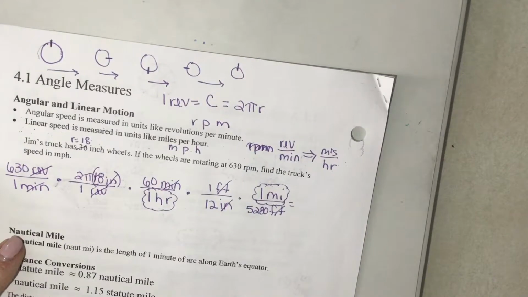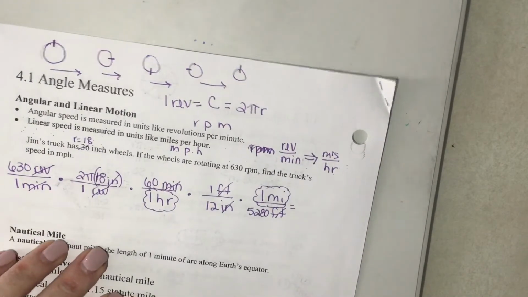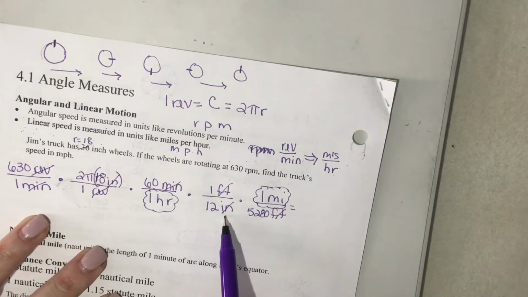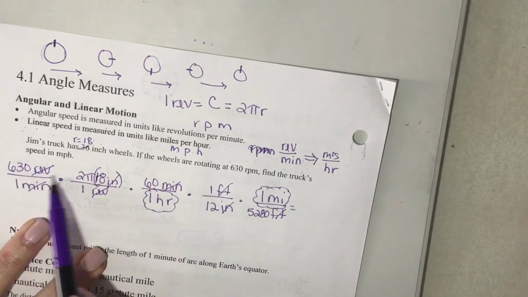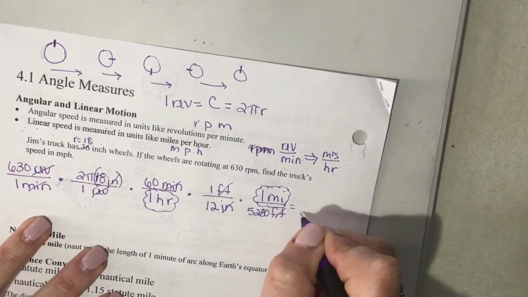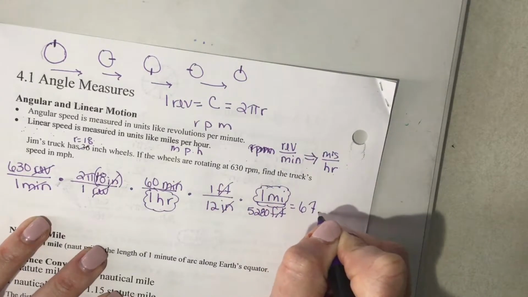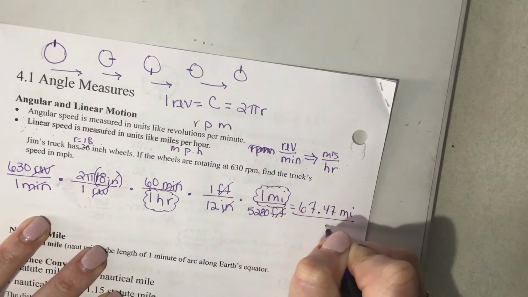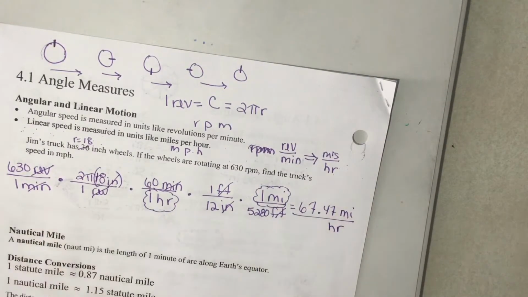Wait, so when you canceled out 12 inches, did you cancel out just the inches, or like, only the units are canceled. So the numbers stay? Numbers stay. So do I just multiply across them? Just multiply here and divide by here. Yep. And you should end up with 67.47 miles per hour. And if you don't get that, double check how you're inputting that into your calculator.